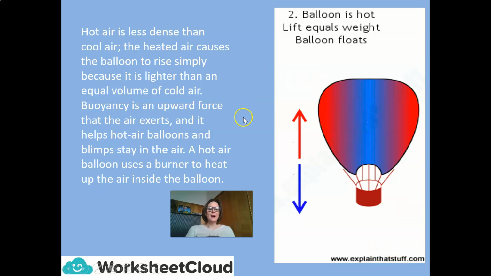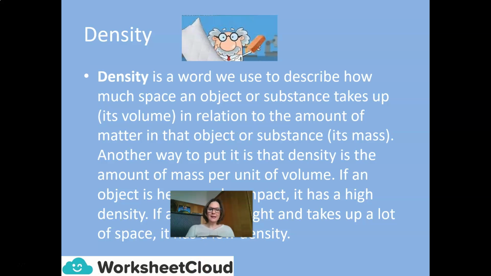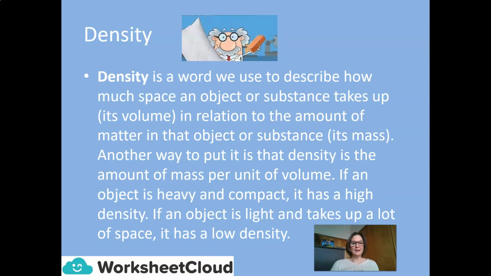You will understand as we progress, especially when I need to explain to you about density. Now, density is a word that you've all been learning about since grade 4, but it's always good to go back and recap and consolidate what it means in this instance when we are dealing with convection currents. Density is a word we use to describe how much space an object or a substance takes up. In other words, its volume.